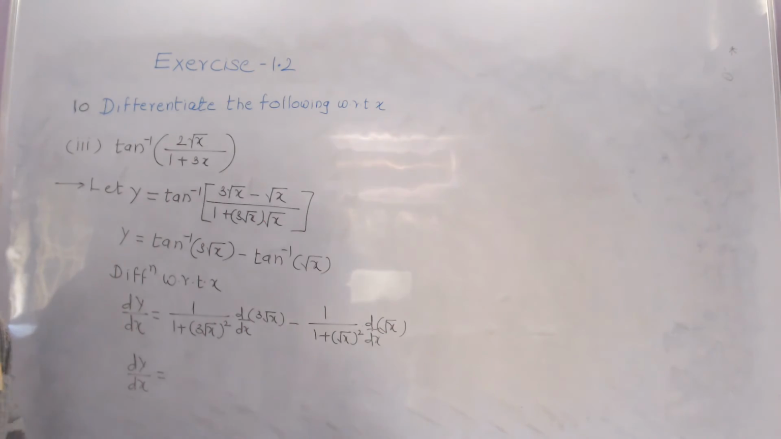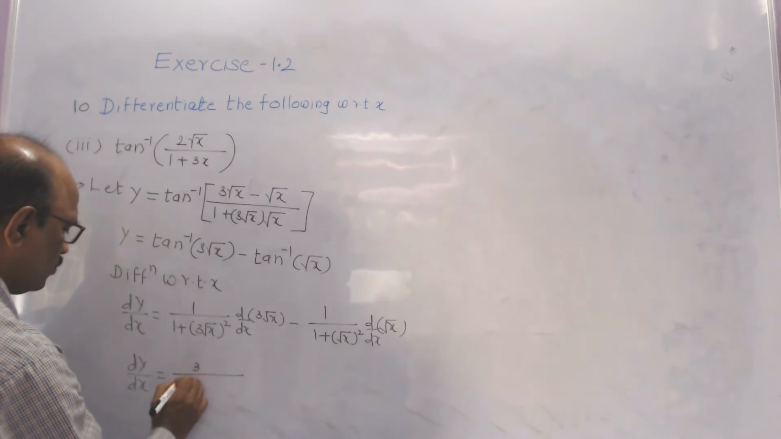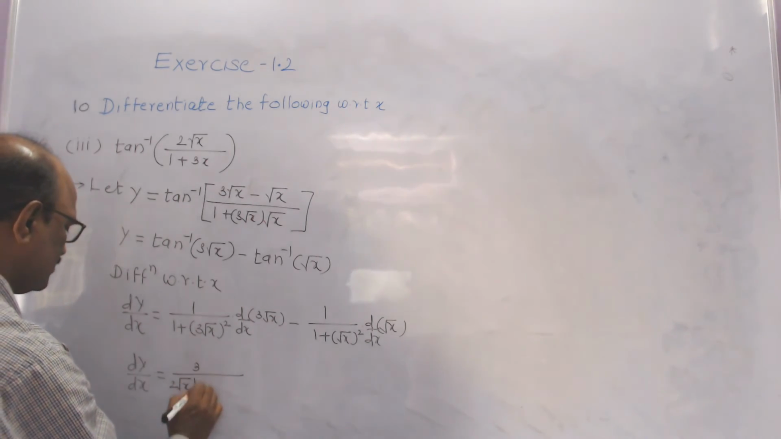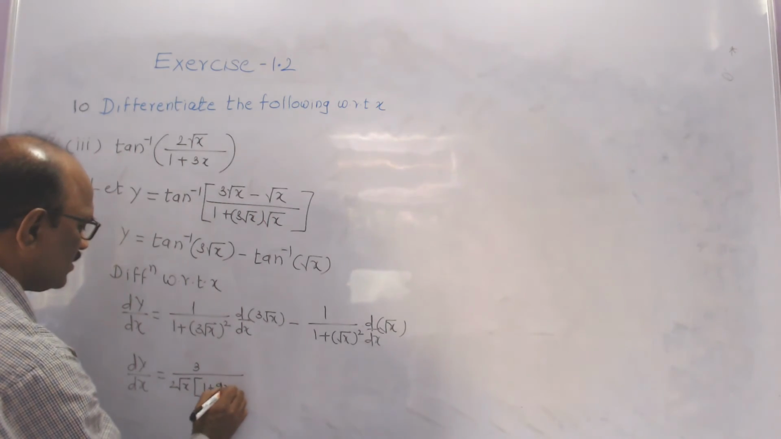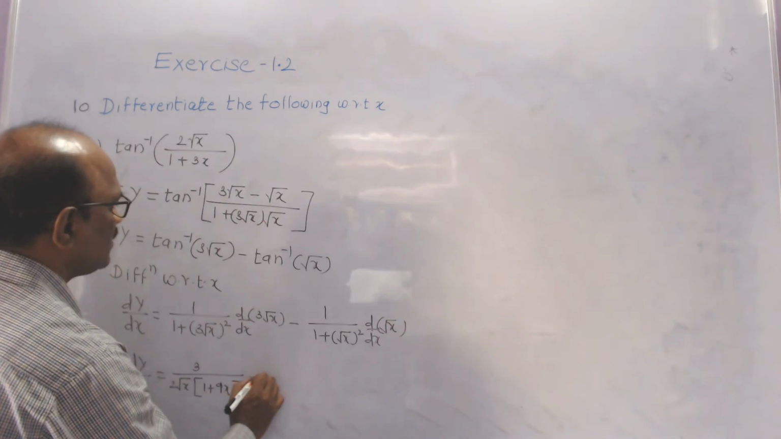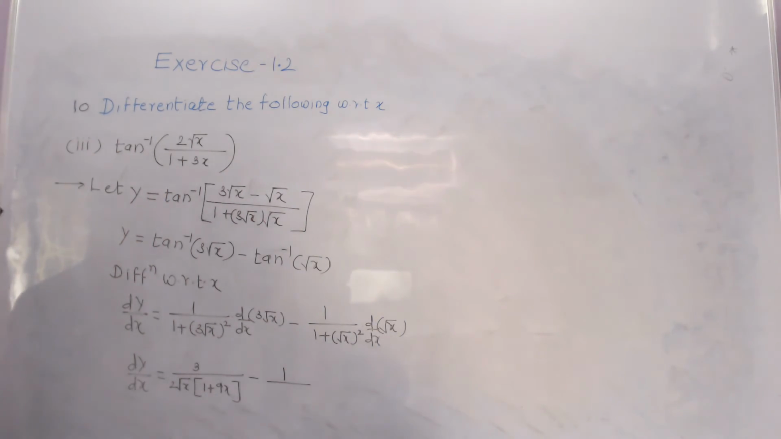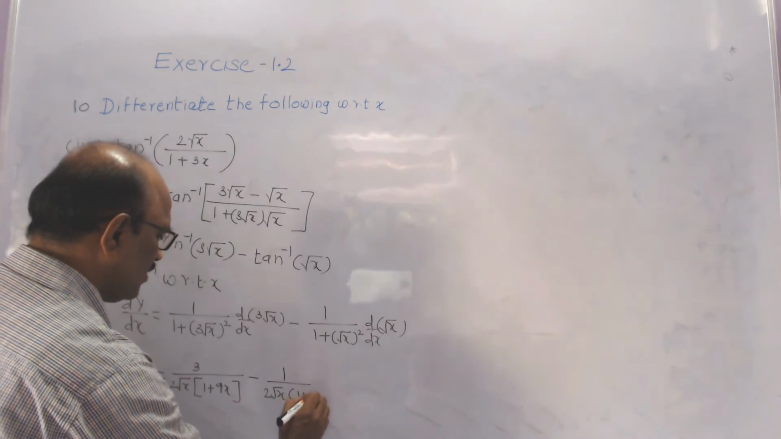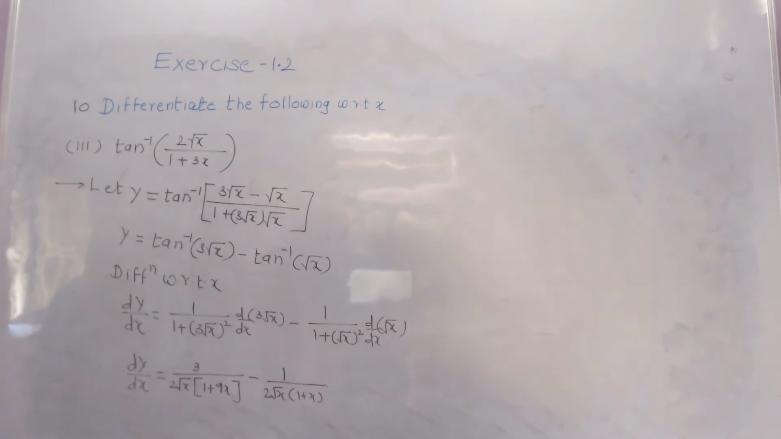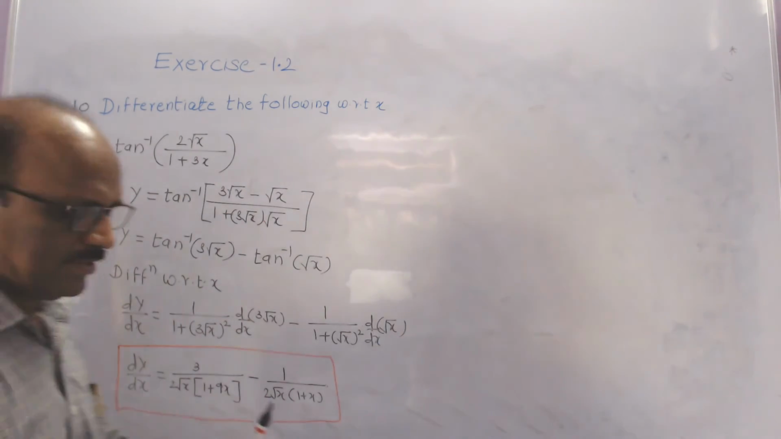Derivative of root x is 1 upon 2 root x, and we can write here 3 upon 2 root x in bracket 1 plus the square of 3 root x, which is 9x, okay, and next is minus 1 upon, again the derivative of root x is 1 upon 2 root x, therefore I will write here 2 root x and in bracket 1 plus x, okay, this is the derivative, and this is the answer.